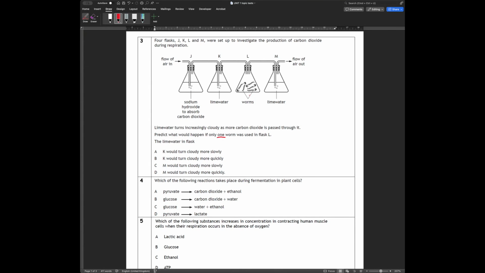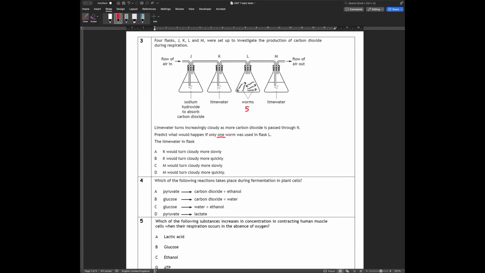Okay, well, let's look at the experiment. So we've got 5 worms here, and we've got air flowing in one direction from the left-hand side to the right-hand side. What that means is that the air going into K can only come from J. The air going into L can come from K, and the air going into M can come from L. Initially, we've got sodium hydroxide absorbing CO2. That's fine. So that would suggest there's no CO2 in the air going into here.